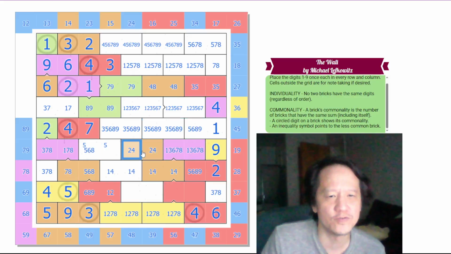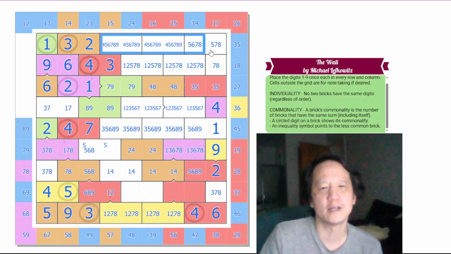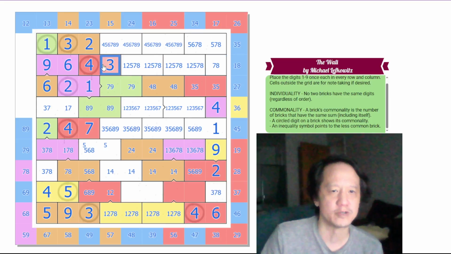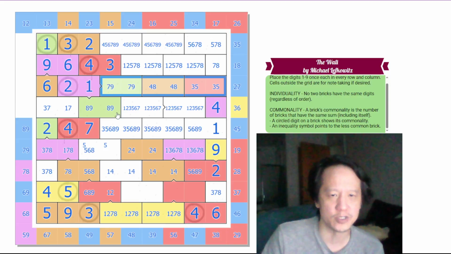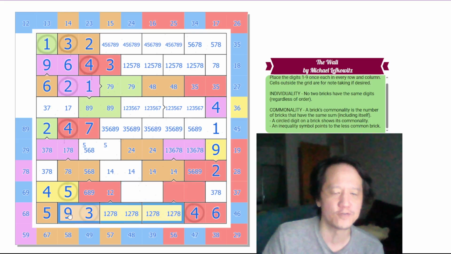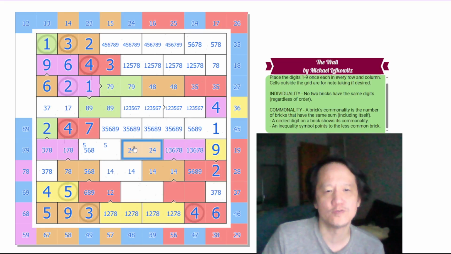This has to be a 2, 4 pair because there's no other 2, 4 possibility. So 2, 4 cannot be here because the 2 is already taken. 2 can't be here because 4 is already taken. 2, 4 can't be here because 2 is already taken. 4 is here, so this can't be 2, 4. 2 and 4 are taken. 2 is taken here, 4 is taken here. So the only possible place for 2, 4 is here, because this can't be 2 or 4.